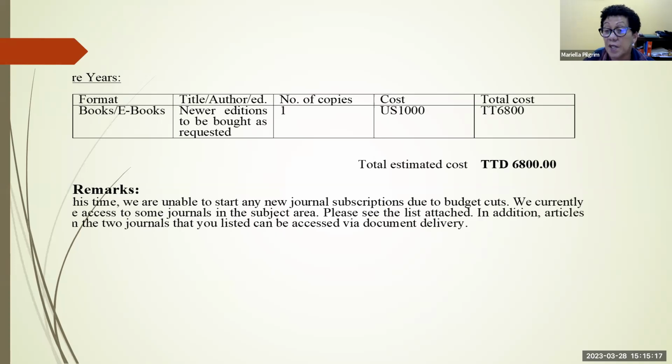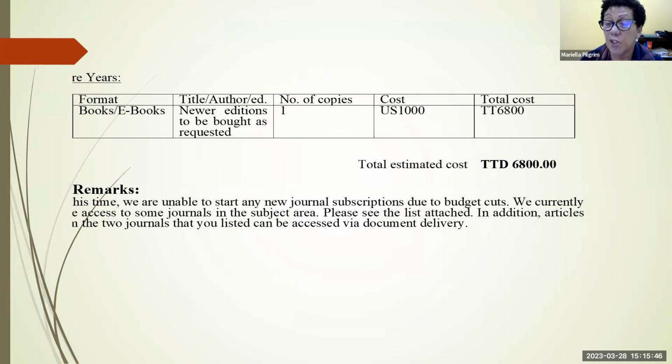If this continues, or the following year, we may have a few newer editions. So we will have to buy a few books, but not necessarily everything. And what's important for you to also look at is the remarks column. Sorry, I'll cut this short, because we all know that budgets have been cut. So we are unable to acquire journals at this time. So you will see little notes coming up.